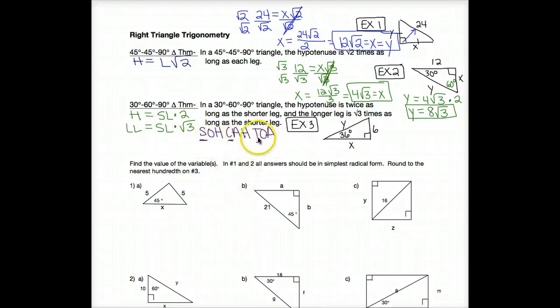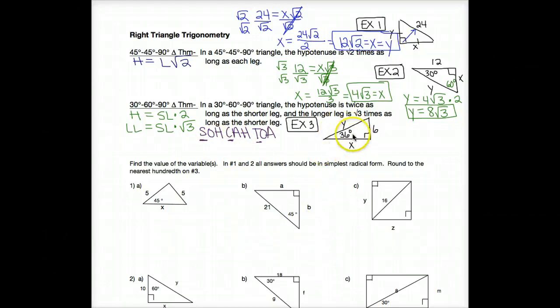So this SOH CAH TOA acronym tells you that sine is formed by taking the ratio of the opposite side to the hypotenuse. Cosine is formed by taking the ratio of the adjacent side to the hypotenuse. And the tangent is formed by taking the ratio of the opposite side to the adjacent side. Remember that opposite and adjacent are relative. They are relative to the angle that you are given.